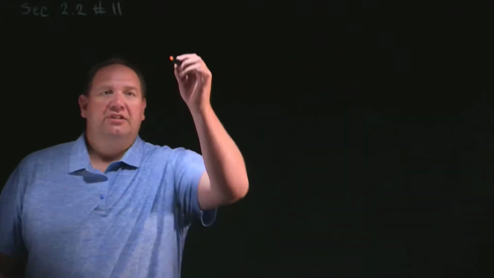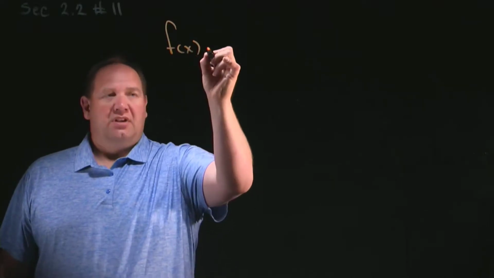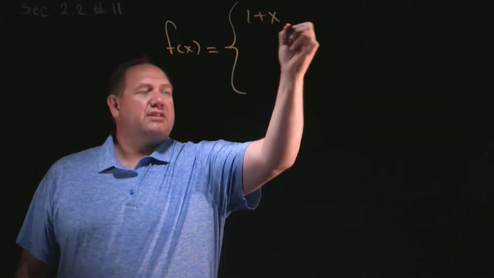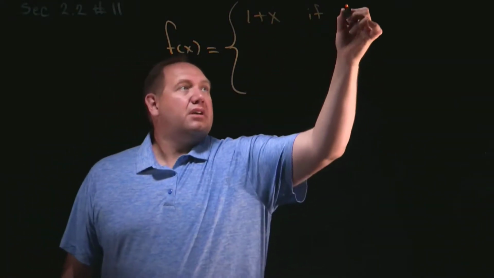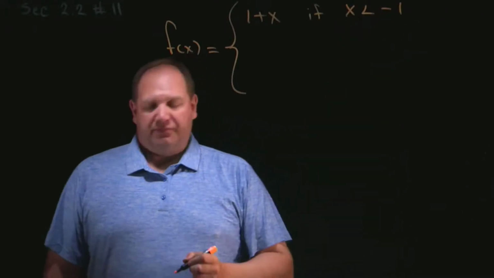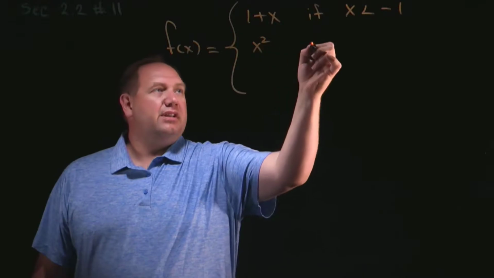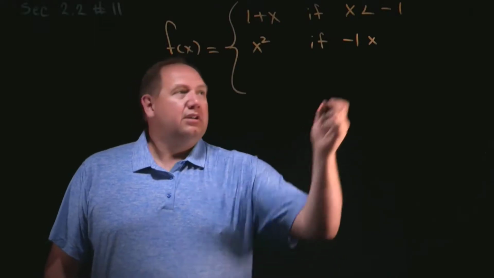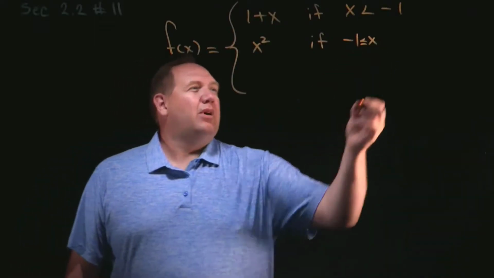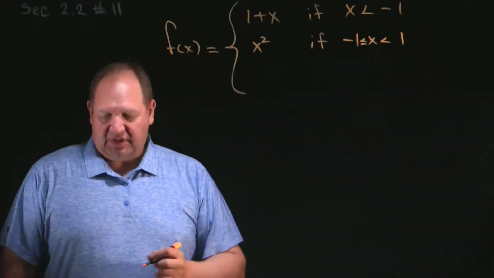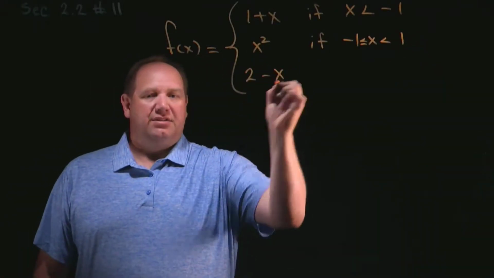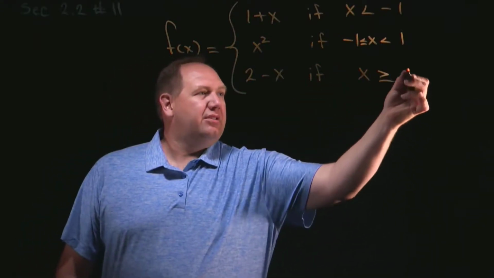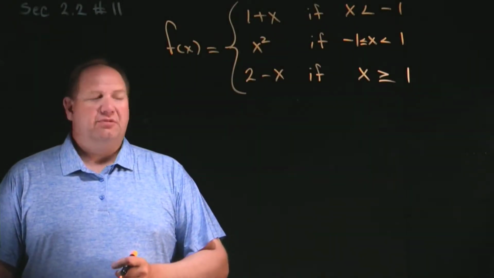So the function we're given is f of x equals, and this is a piecewise function, 1 plus x if x is strictly less than -1, x squared if x lies between -1 and strictly 1, and 2 minus x if x is bigger or equal to 1. So this is the function that we are given.